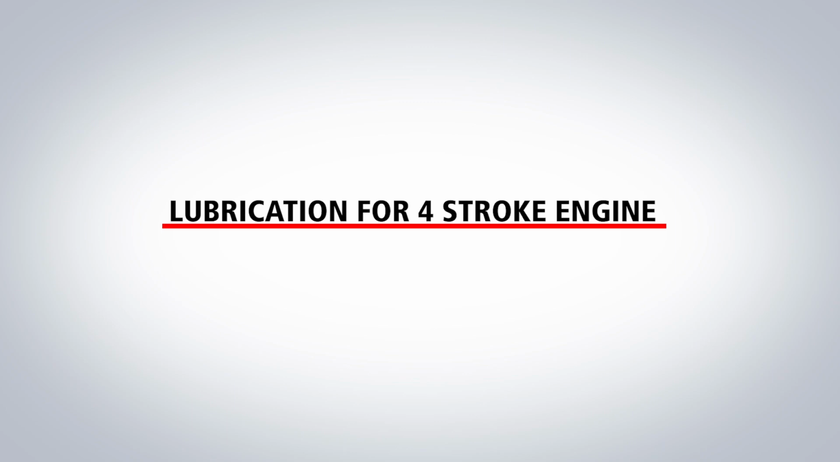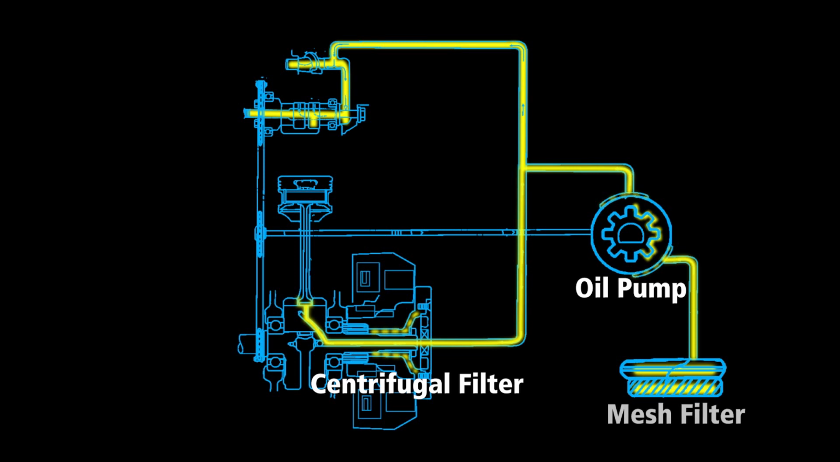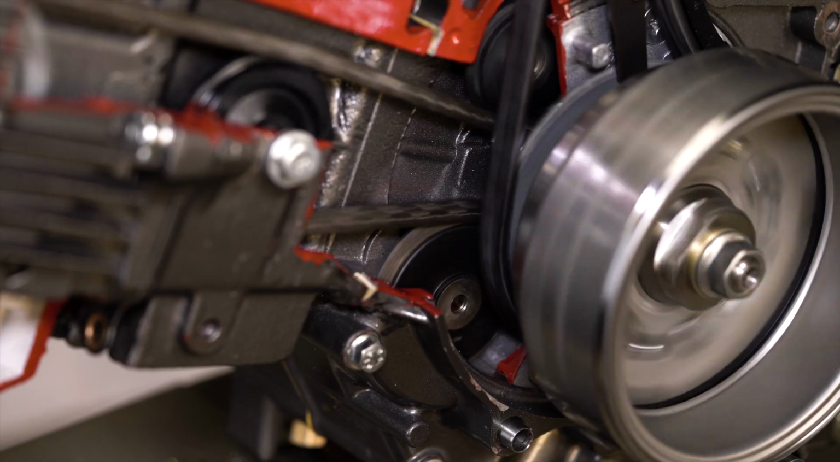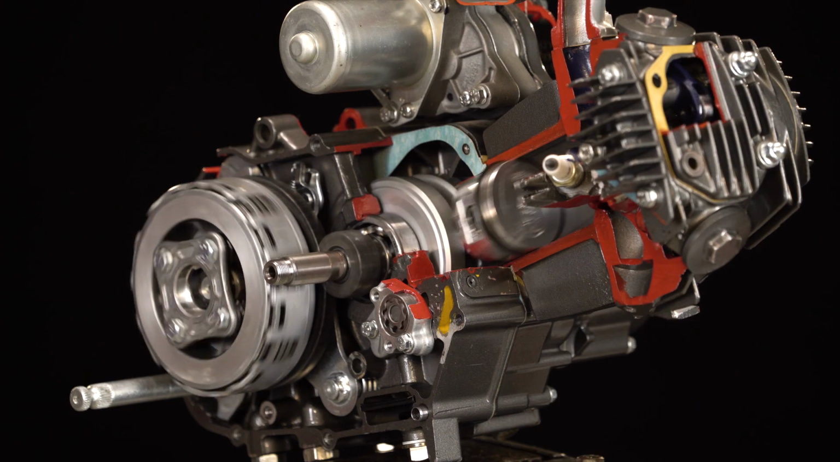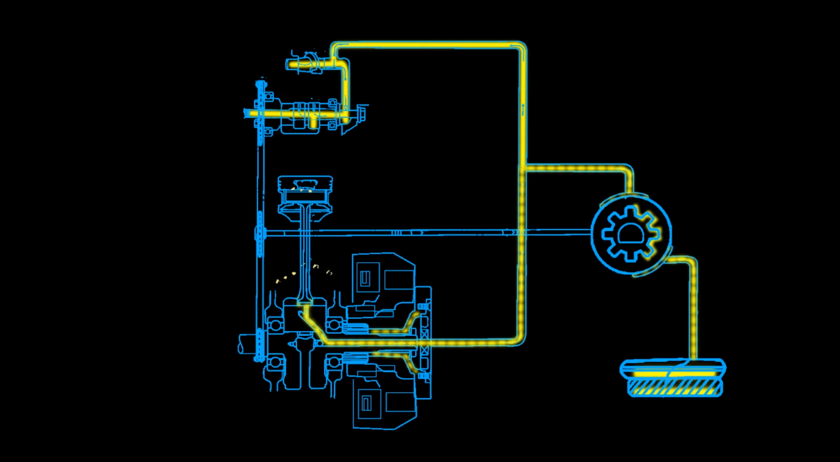Lubrication for four-stroke engine. This is the basic construction of the wet sump lubrication system. In this example, the oil pump is driven by a mechanical chain. The pump draws oil from the oil sump created at the bottom of the crankcase. A mesh filter is provided to trap residue.